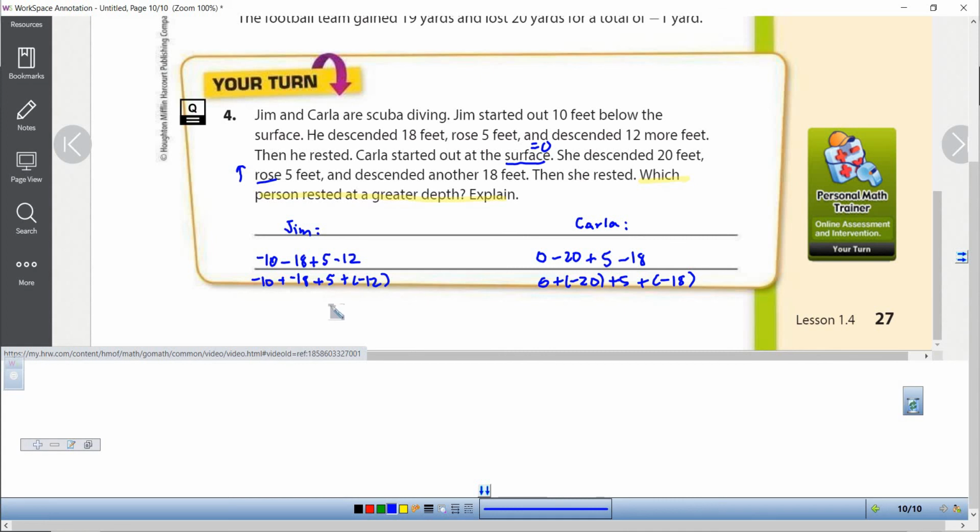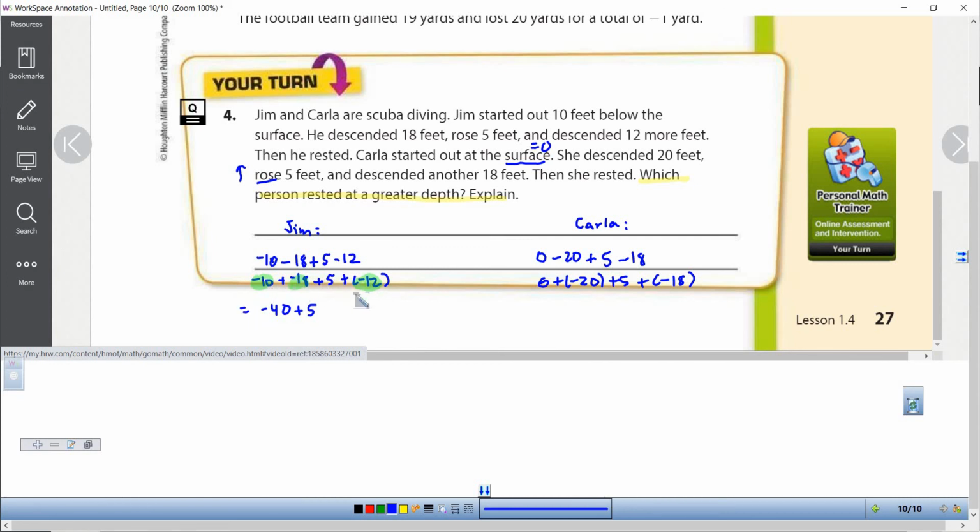All right, now I can add these in any order that I want to. If I use the commutative property, I could put negative 18 plus negative 12, and I happen to know that that equals negative 30, plus negative 10 is negative 40. So when I put the green ones together, I get negative 40, and this poor little 5 is all by himself.